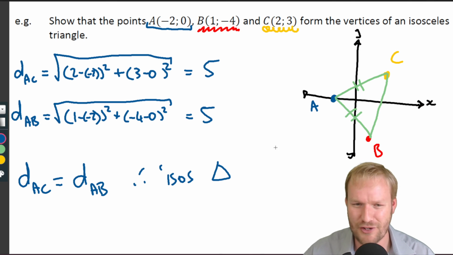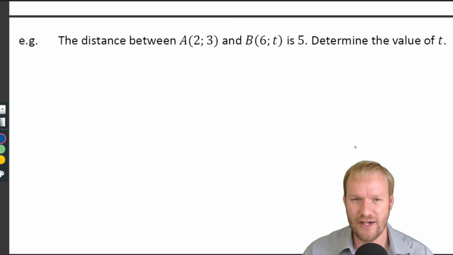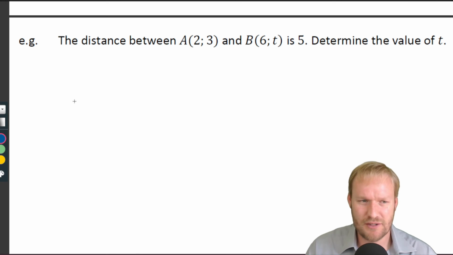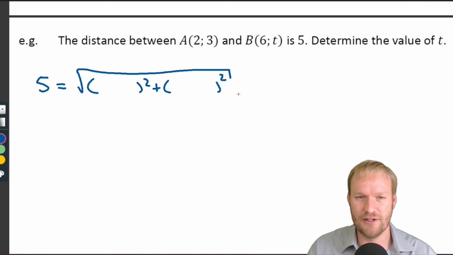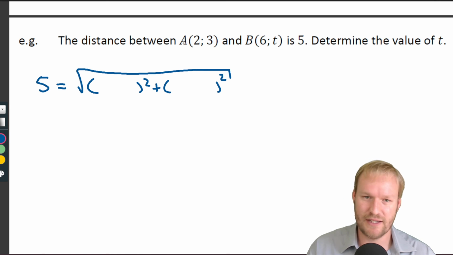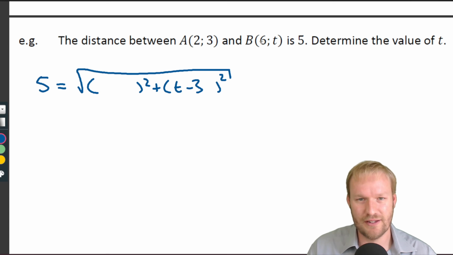Okay, let's head into our final example. The distance between A and B is 5, determine the value of t. Now there's a variable involved here. But let's just use our formula. We know that that distance is 5. So the distance is equal to the square root of something squared plus something else squared. Well, I'm going to go definitely the B values minus the A values, because I think seeing t minus 3 and squaring that is going to be easier to deal with. So if I'm doing that, then the other one I'm going to go 6 minus 2.